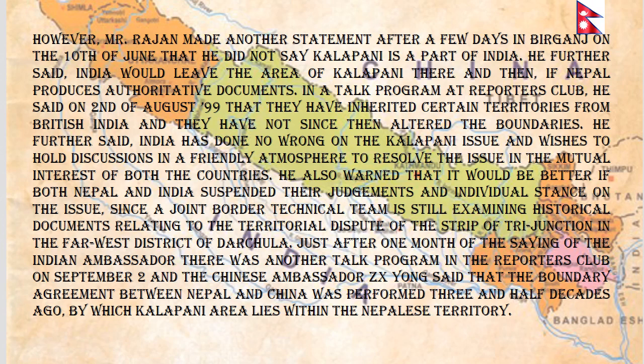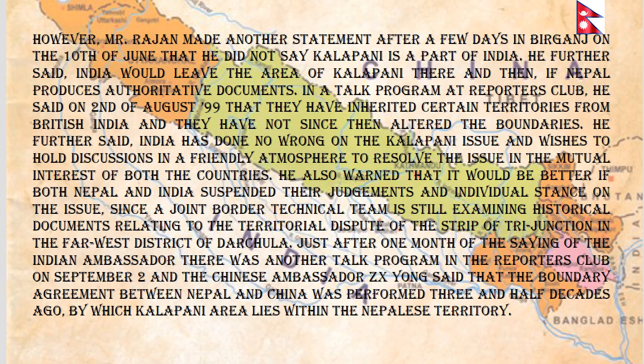He also warned that it would be better if both Nepal and India suspended their judgments and individual stances on the issue, since a joint border technical team is still examining historical documents relating to the territorial dispute over the strip of the tri-junction in the far west district of Darchula.